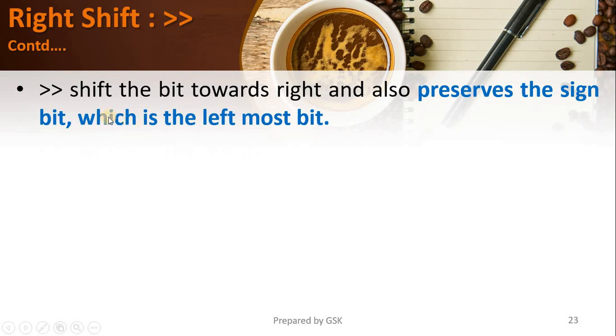Very important point: the right shift operator is used to shift the bits towards right and also preserves the sign bit, which is the leftmost bit. This is an important point. So to indicate the sign of a given number, the binary number system maintains one bit that is called the sign bit. Generally that is the leftmost bit. 0 indicates a positive number, 1 indicates a negative number. So left shift and right shift operators preserve that sign bit.